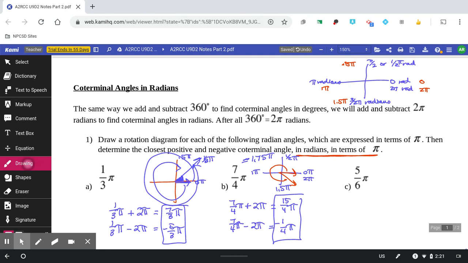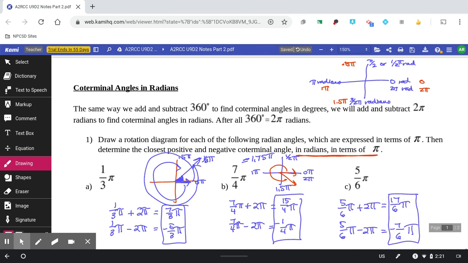All right, one more we're going to do now. Okay, we have 5/6 pi plus 2 pi and 5/6 pi minus 2 pi. When I go ahead and add those together, I get 17/6 pi, and I get -7/6 pi. Okay, and because I have a positive and a negative, I'm done with picking out my coterminal angles.